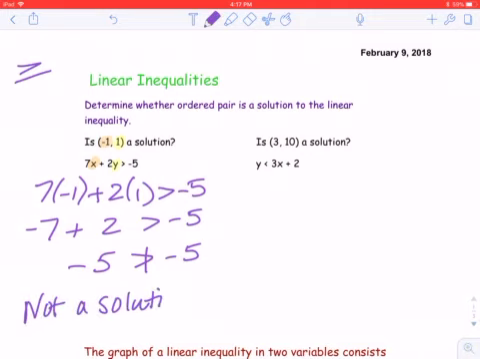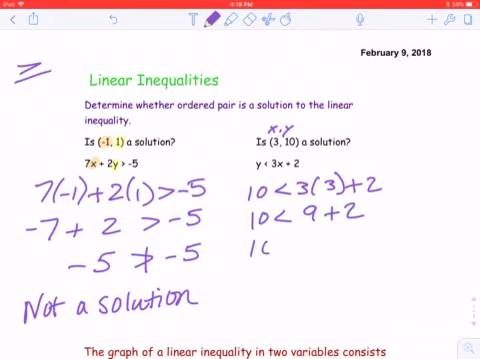Now checking in the second inequality, plugging in 3 for x and 10 for y, because these are x, y ordered pairs. So I'm seeing, is 10 less than 3 times the x value plus 2? Once again, order of operations tells me I have to do multiplication first, and then I'm seeing, is 10 less than 11? That is a true inequality statement, so yes, this is a solution.